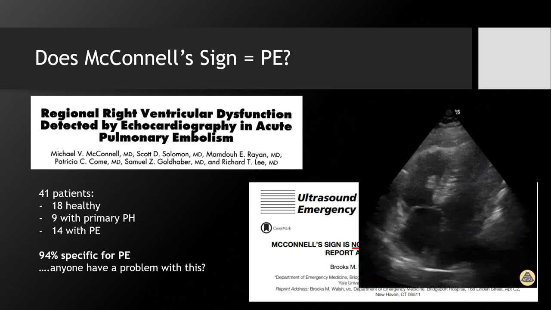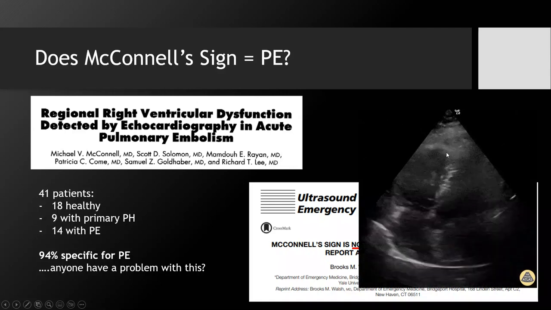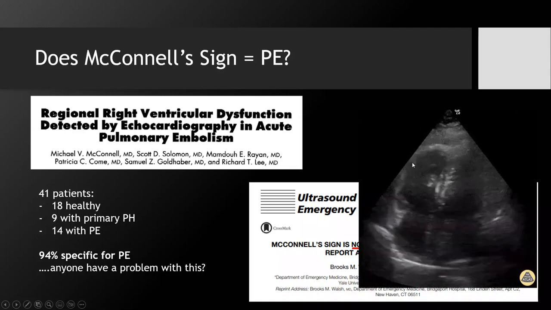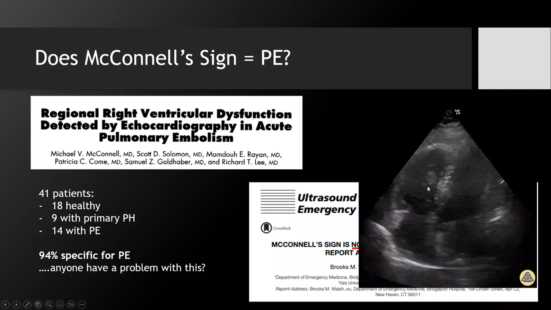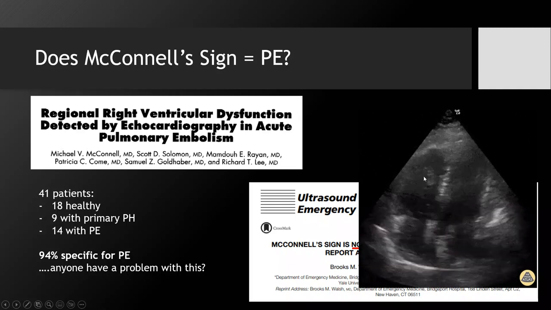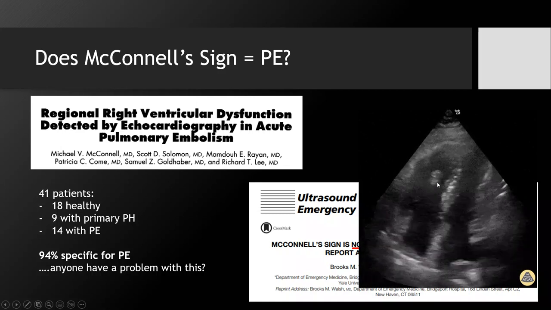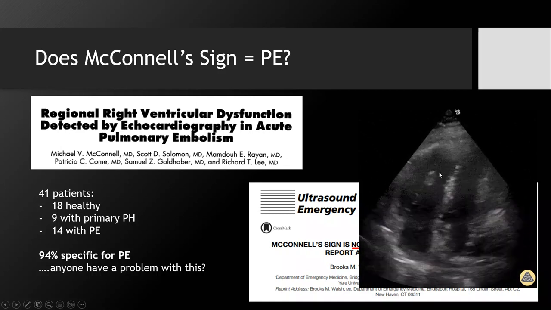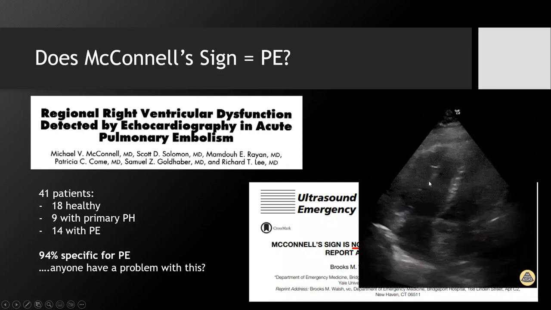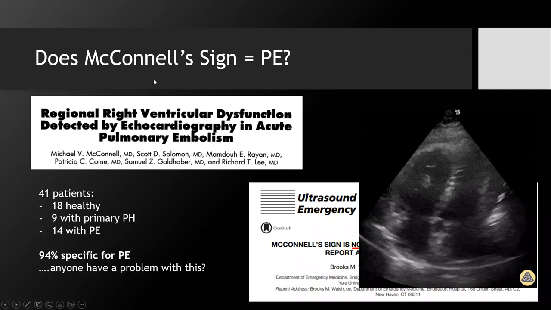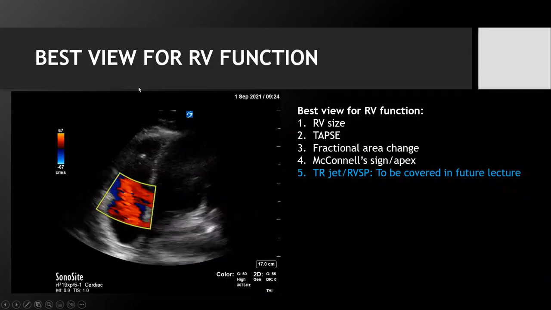And so unless you have an echo that looks like this. And here you have McConnell sign, you have invagination here, you have no free wall movement, and you have a clot jumping around inside the RV. In this case, you could be pretty sure that this is a patient having RV dysfunction from a clot, from a PE, although even then, maybe not. But at least here, you're going to be treating this patient as if they have a PE regardless. But otherwise, McConnell sign more likely means acute RV dysfunction, and does not necessarily mean a PE.